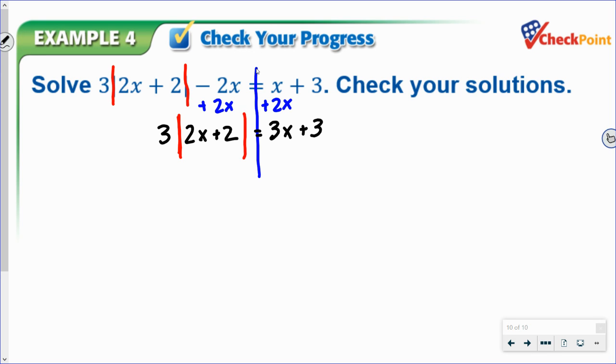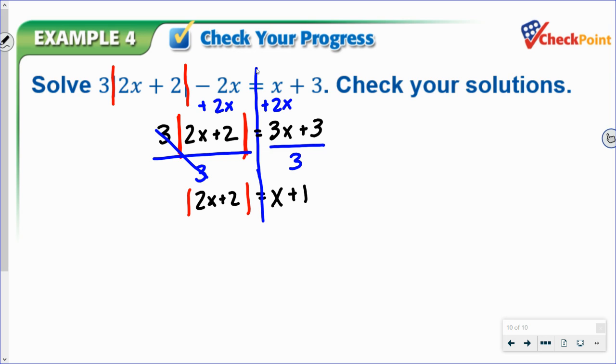I still don't have these absolute value bars by themselves, so the next thing I would need to do is divide off that 3 from both sides. Again, you cannot distribute that in. Divide both sides by 3. Then we'd have these absolute value bars by themselves. On the left-hand side, we have 2x plus 2 inside. And then we have 3x divided by 3, which is just 1x, and 3 divided by 3, which is just 1.